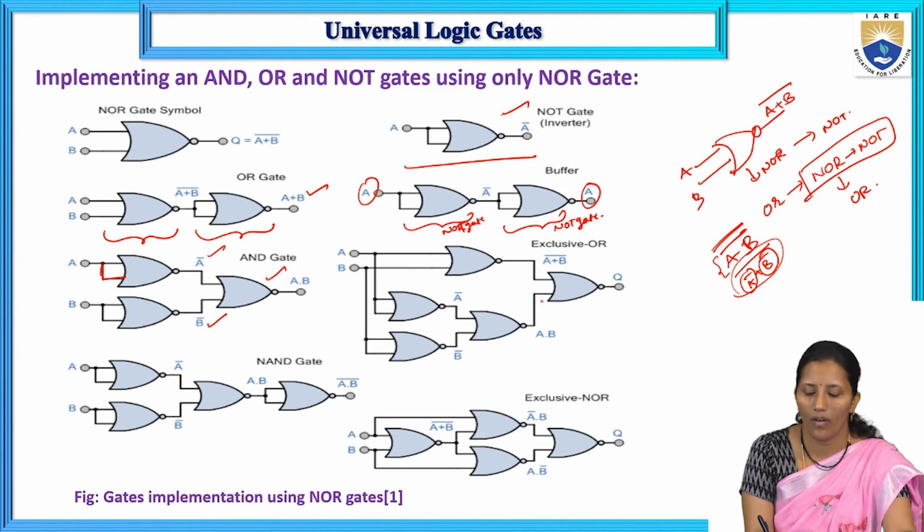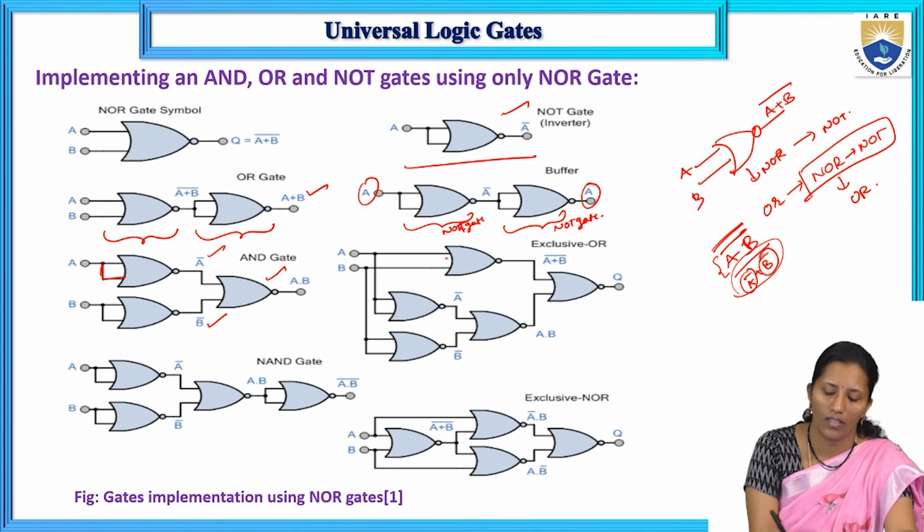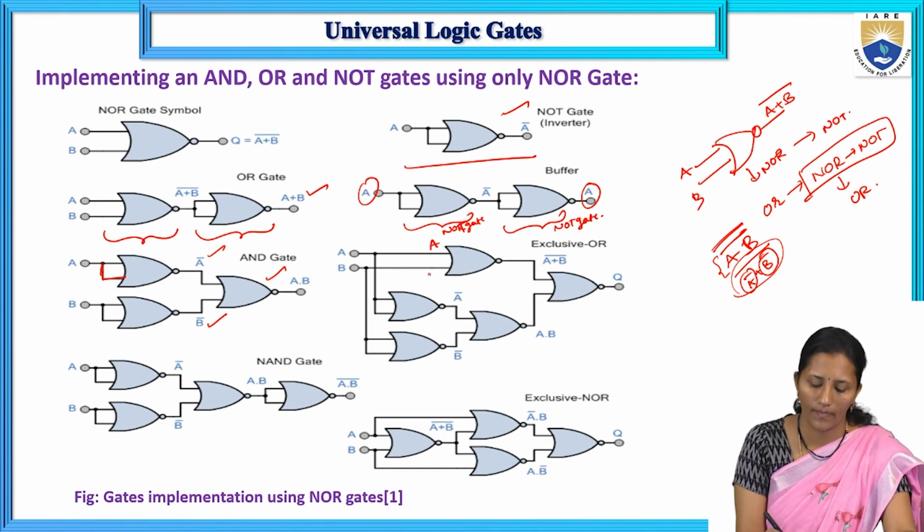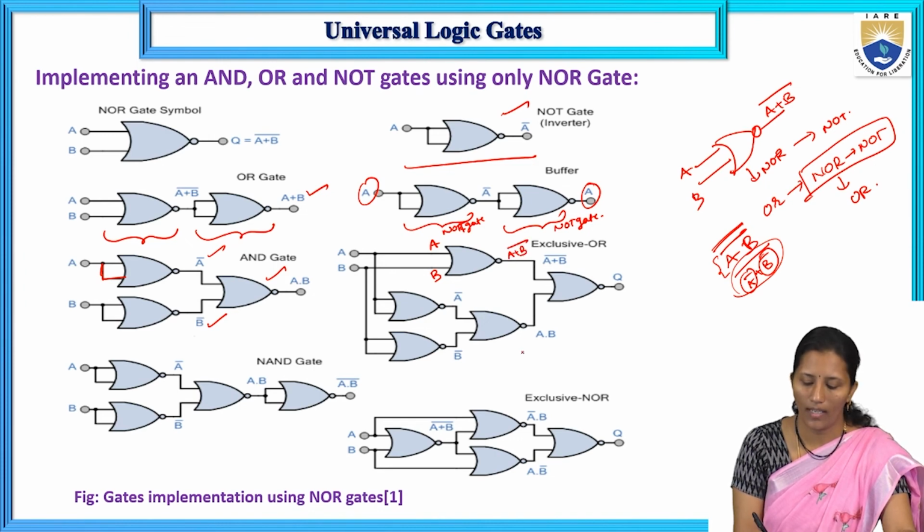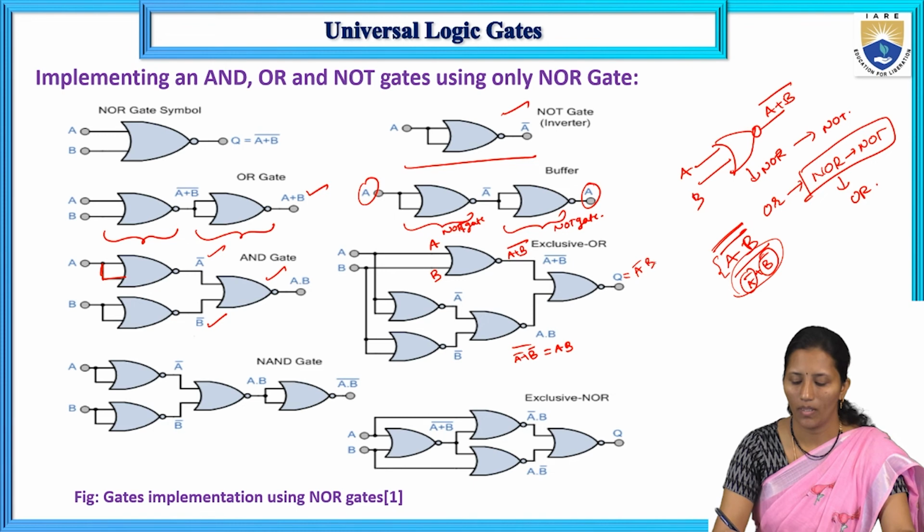So exclusive OR gate. Okay. So here we are getting A, B. Here both inputs are same. So A bar, B bar. So here we are getting A plus B whole bar. And here A bar plus B bar whole bar is equal to AB. So then here if we realize this one, we will get A bar B plus A B bar.